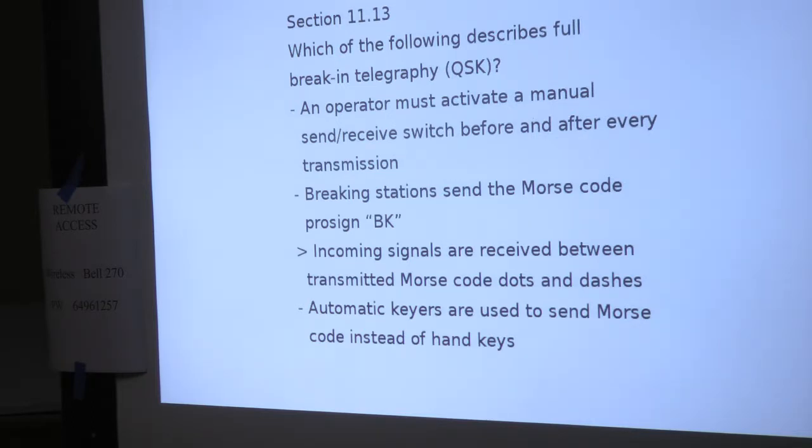So when somebody's trying to break into a conversation, you'll hear dots and dashes between when you send and the other person sends that aren't a part of your conversation. So, again, this is one of those they made absolutely confusing. The answer makes no sense whatsoever. It's not clear cut, but what are they sending? Morse code. What are they sending in Morse code when they're sending something to break in? Typically BK, yeah.